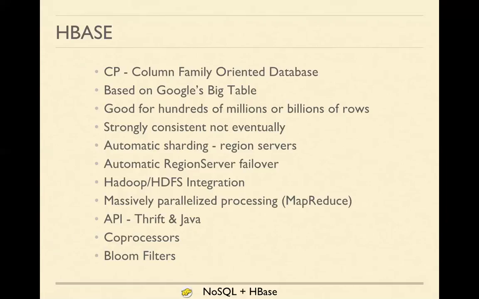To process data, you will have to use MapReduce, and it provides an API. And again, just like Hive server, HBase server is written in Thrift. By default, there is an API in Java, and since it is in Thrift, you can access it from any language. It provides the idea of coprocessors, which is similar to stored procedures. And for searching the data, it provides Bloom filters. They are more like indexes, just high performant indexes.